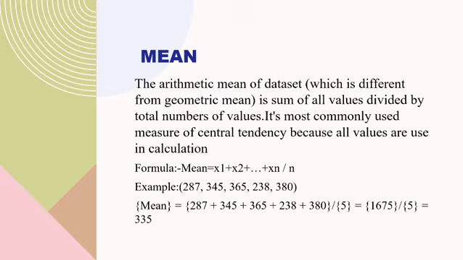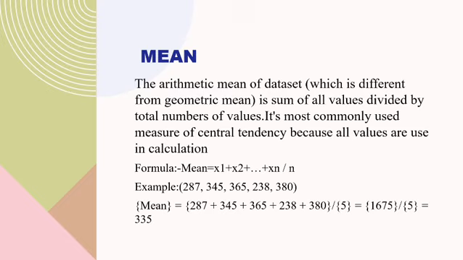Here, the formula of mean is x0 plus x1 plus x2 plus dot dot dot plus xn divided by n. Here, n is the number of values in the dataset. Here we can see the example. The mean is equal to 287 plus 345 plus 365 plus 238 plus 380 divided by 5. So 5 is the number of values in the dataset, and the total is 1675 divided by 5. So the mean is 335.